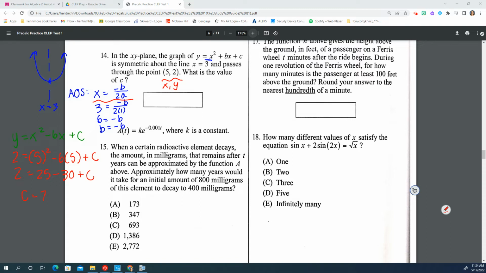I got C to be 7. And that's what my answer was asking me to find, was C. So that'd be negative 5 plus 2. Yep, 7.